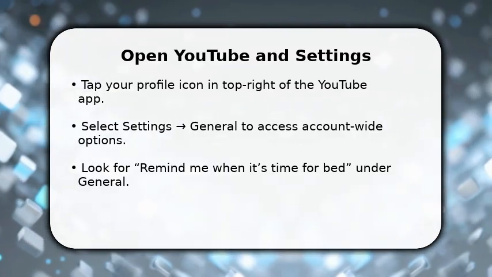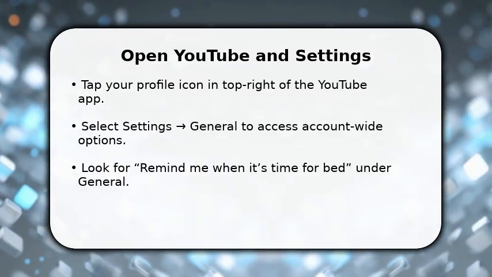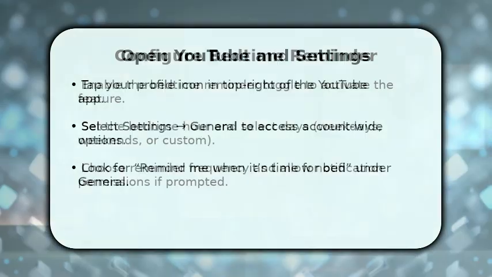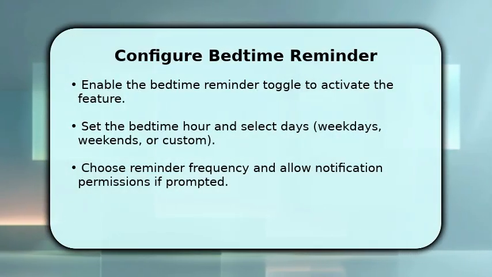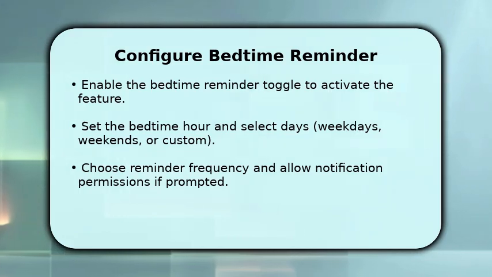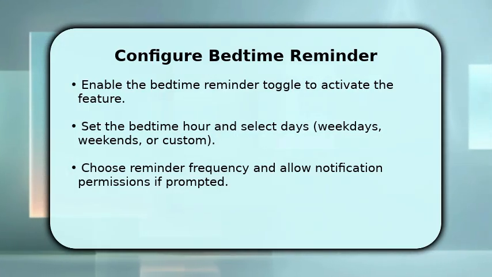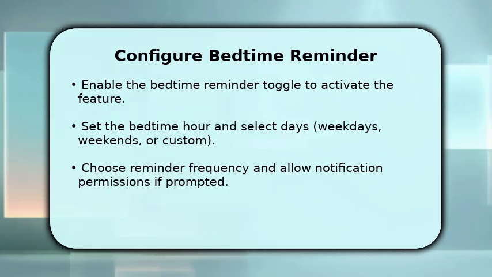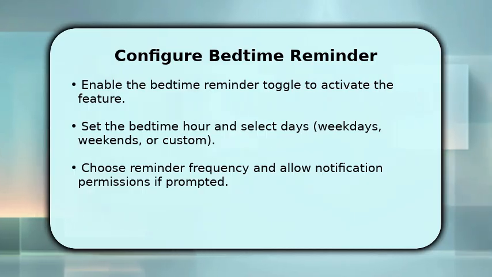Once you enable the bedtime reminder toggle, you will see fields to set the bedtime hour and pick which days it should repeat. You choose a specific time, say 10:30 p.m., and select weekdays, weekends, or a custom combination. Make sure to allow YouTube notification permissions if your device asks, because the reminder uses push notifications. You can also adjust how often the reminder shows before sleeping.